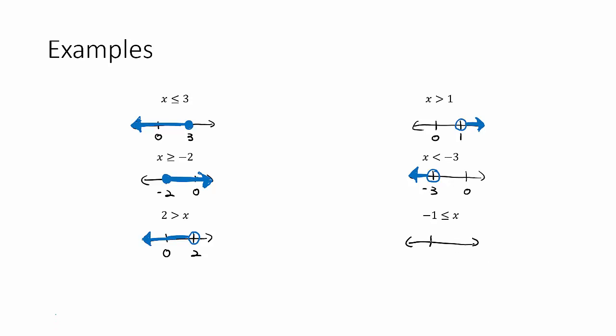With this last example, -1 is less than or equal to x. Because it's or equal to, the -1 gets a solid dot. The -1 is less than or equal to x, but the inequality opens to the x, signifying the x is bigger. And so we're going to shade to the right with our arrow. And now we have graphed a picture of the solutions for each of these inequalities.